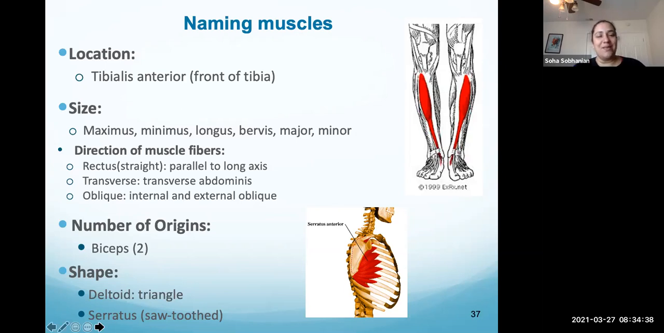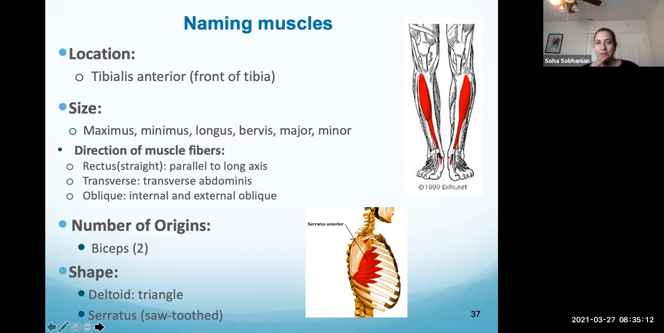Okay, so let's talk about one of the last topics. How do I name a muscle? As you go through the lab next week, we're starting to look at the muscles. How do we name these muscles? What guidelines did we use to come up with those names? There are typically four different ways to name a muscle, to have a more organized way of naming structures.